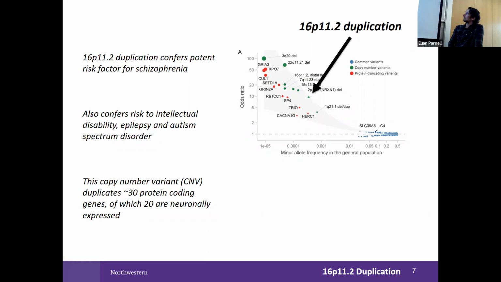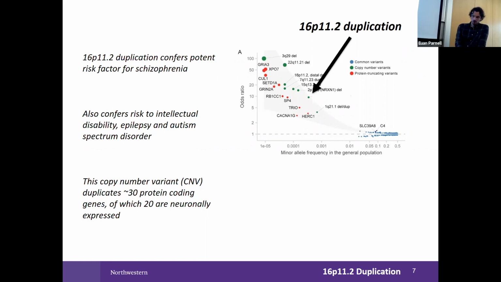It is a relatively common copy number variant, CNV. It occurs in about 1 in 1,000 to 1 in 5,000 in the population, and it confers 10 times your risk for schizophrenia. So it's a really interesting model. It also confers risk to these early developmental disorders, diseases with an age of onset around 2 to 5: intellectual disability, epilepsy, autism, further supporting iPSC as a viable approach to study the neurodevelopmental changes.